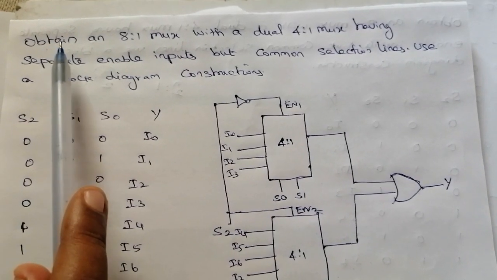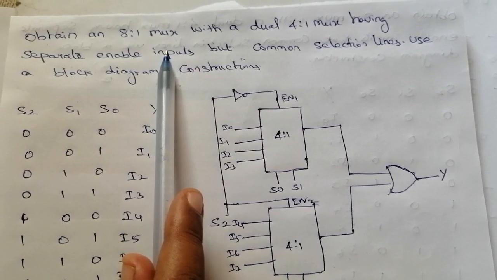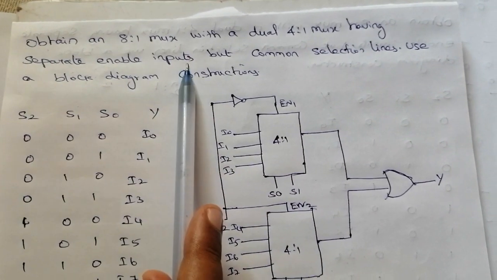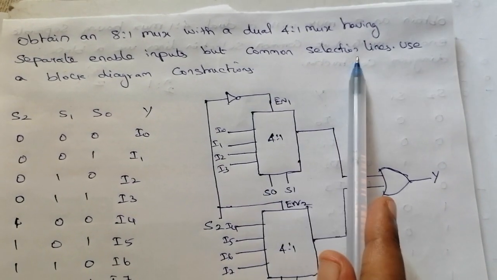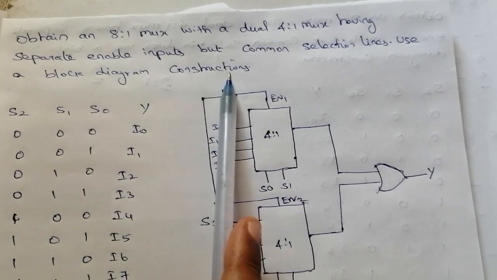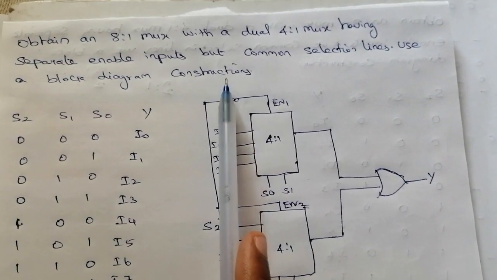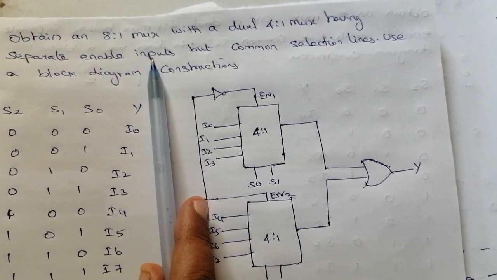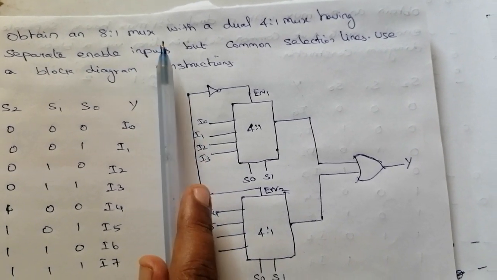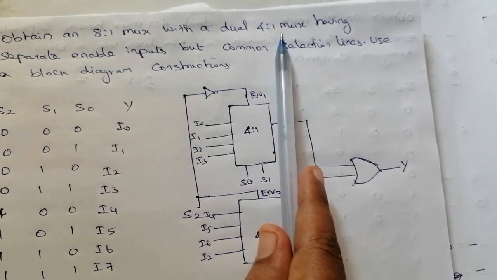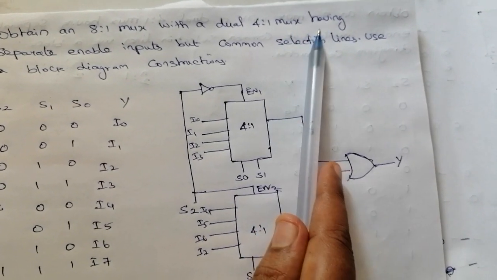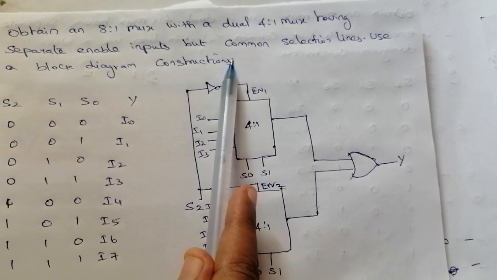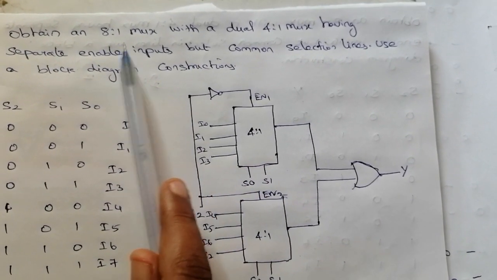Dear students, the question is: obtain an 8:1 mux with a dual 4:1 mux having separate enable inputs but common selection lines. Use a block diagram construction. So we know the simple 8:1 mux design, right? But here the 8:1 mux is designed with a dual 4:1 mux having separate enable inputs but common selection lines. So first we should know the multiplexer concept.